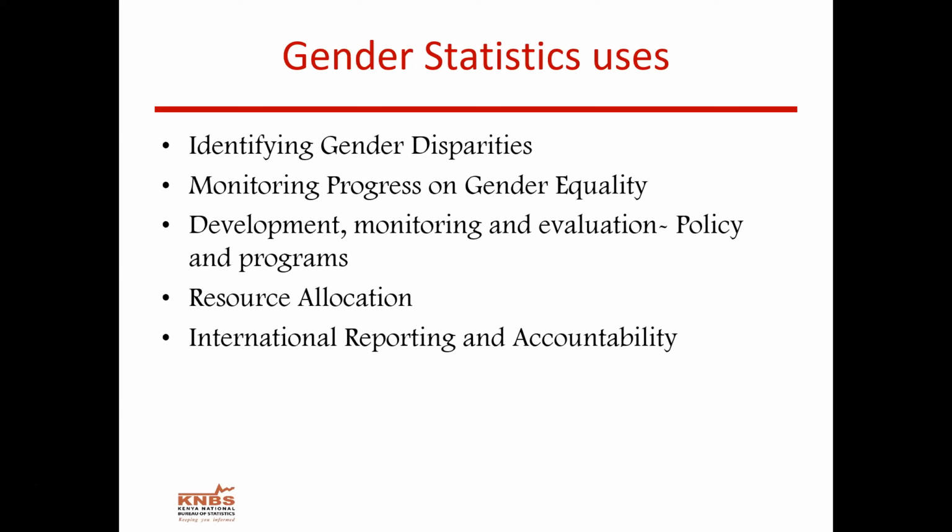We have international reporting and accountability. This may be from the SDGs. We have approximately 80 gender-related indicators that need to be reported. We look again at the minimum set of gender indicators for Africa, where as a country we also need to be reporting. So those are just quick highlights of the international reporting and accountability that is needed from gender statistics.